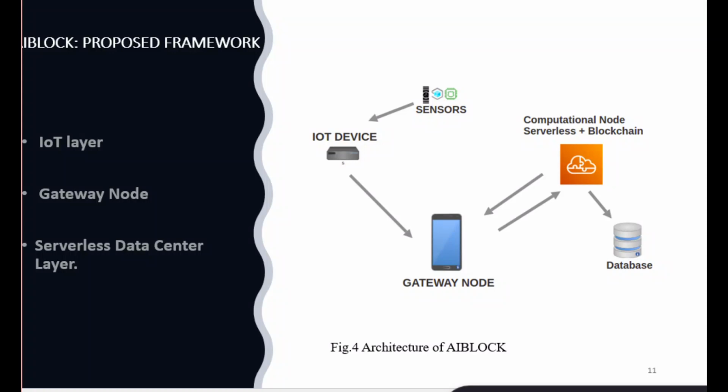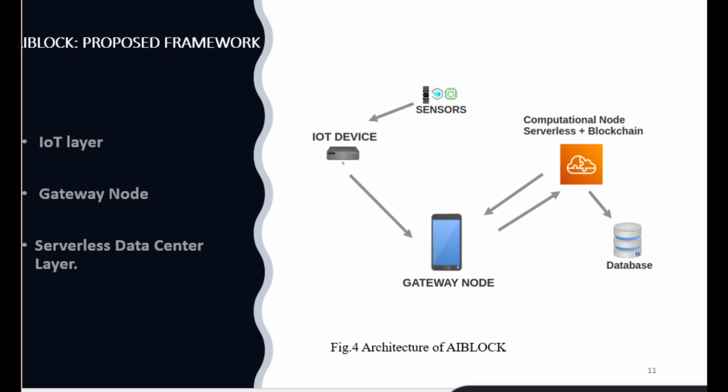The AIBLOCK framework basically consists of three main layers: the IoT layer, gateway nodes, and the serverless data center layer. The IoT layer forms the first layer of the framework. IoT devices can be used to receive and transmit data from sensors via communication protocols such as ZigBee, Bluetooth, Wi-Fi, and Bluetooth Low Energy. In our study, we assume that the user data is taken from the sensors using the Raspberry Pi 4, an IoT device. This data is sent to the server over a secure communication channel using the TLS protocol.